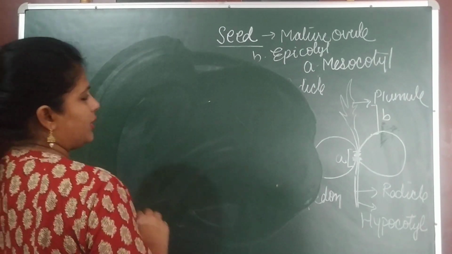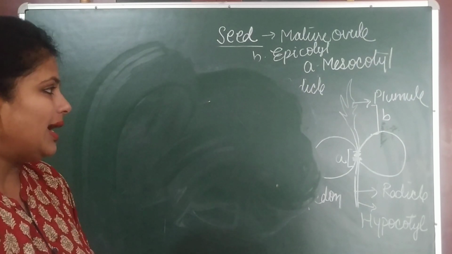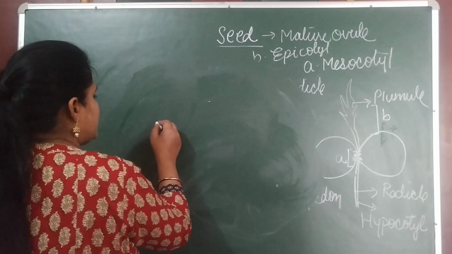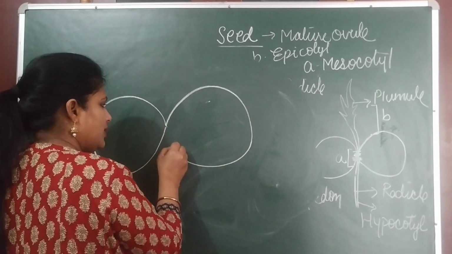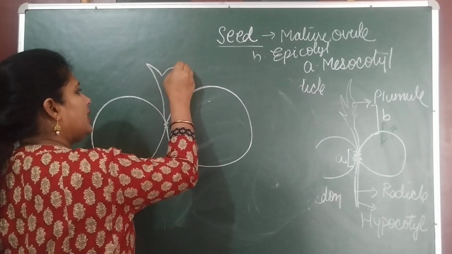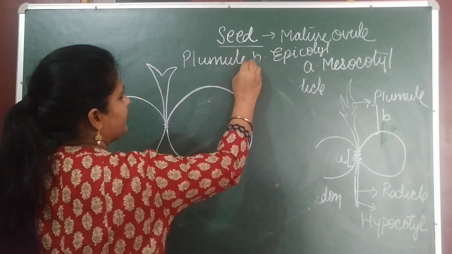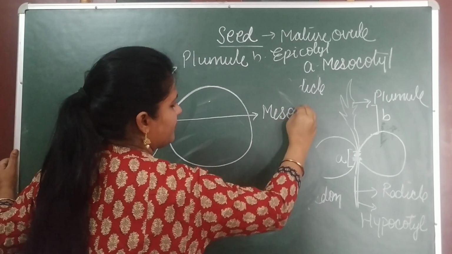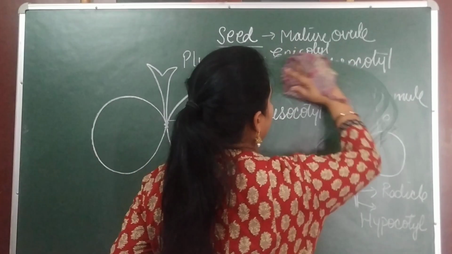So what is the function of cotyledon? Cotyledon is a leaf-like structure inside the seed where the food is stored, and plumule develops into shoot and radicle develops into root. So let's redraw the diagram to understand in a better way. This is one cotyledon. This is the another cotyledon. This middle point is known as mesocotyle. This mesocotyle elongates and forms plumule. This part is plumule. This part is mesocotyle.